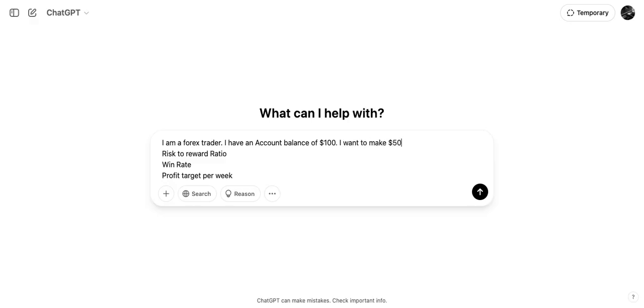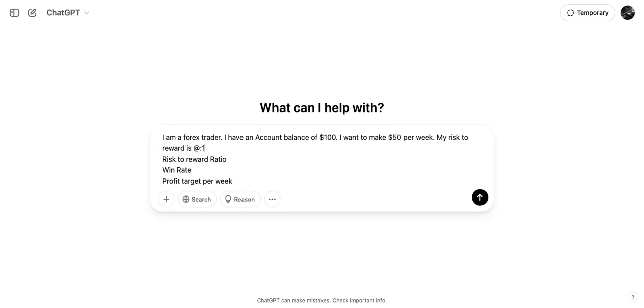Okay, so let's see. So far I am a Forex trader. I have an account balance of $100. I want to make $50 per week. My risk to reward is 2 to 1. I win 50% of my trades. Give me a good risk management plan to achieve this goal. And make sure I have everything. I have my risk to reward, my account balance, my win rate, and my profit target per week.